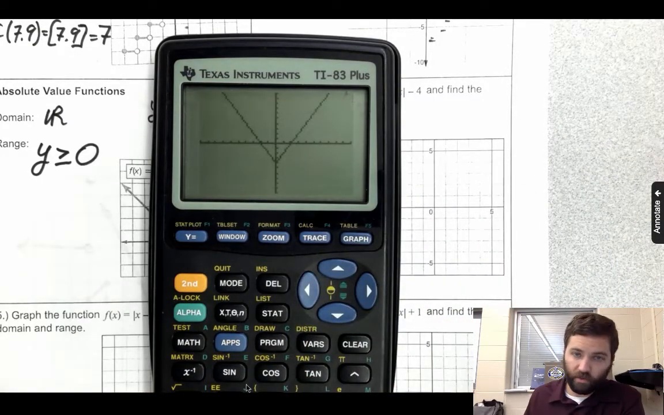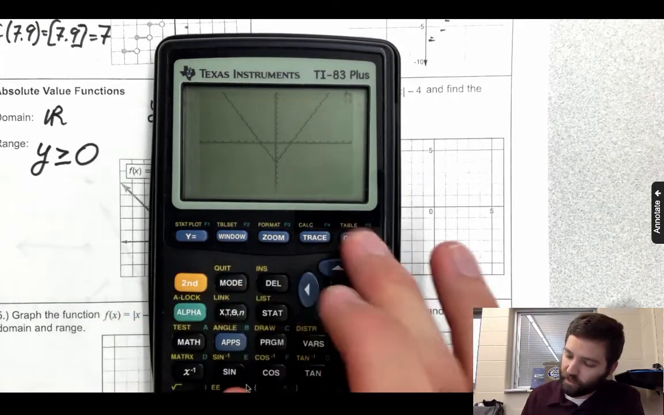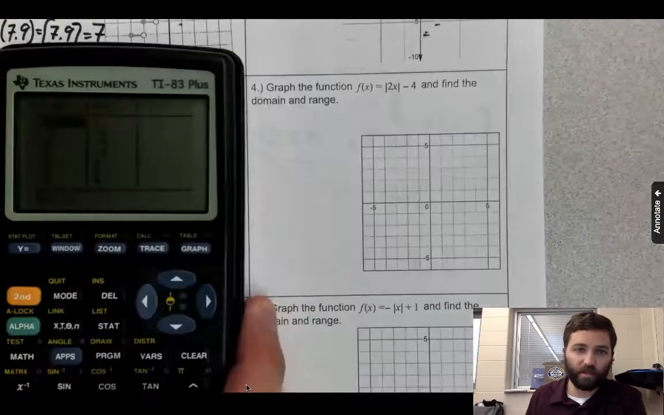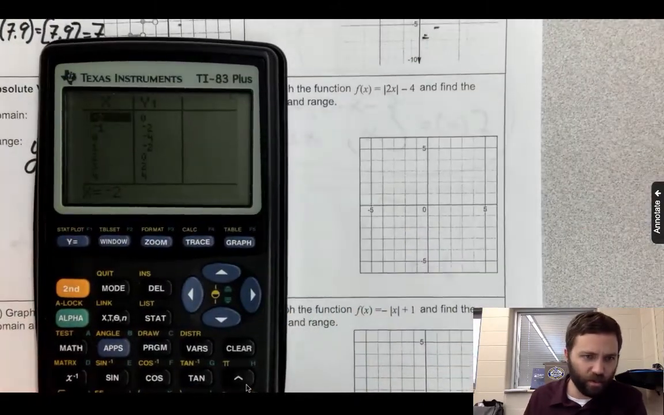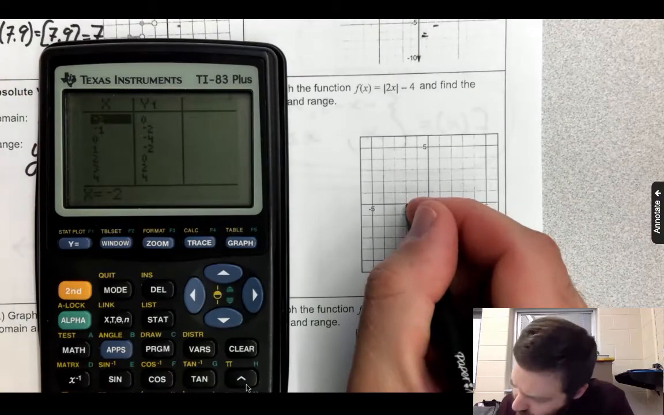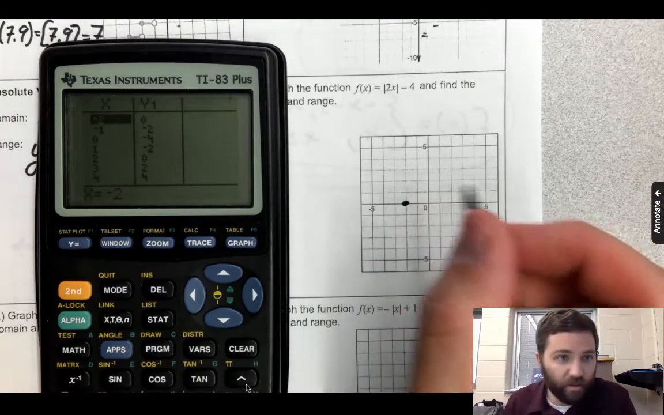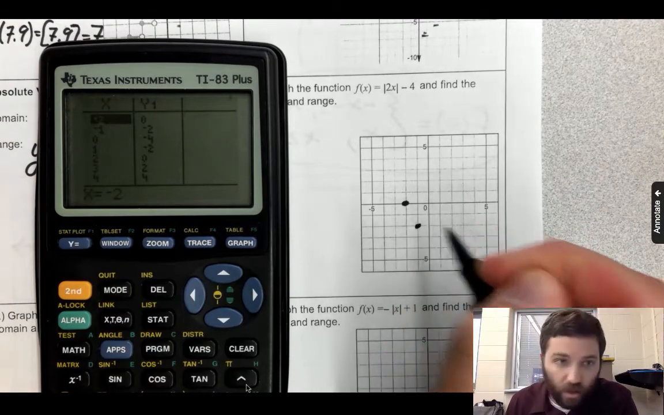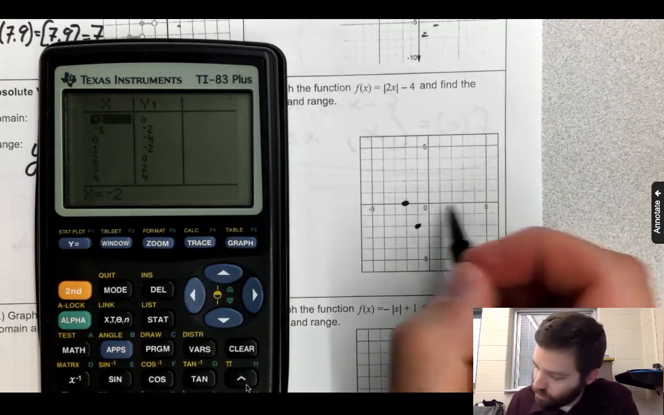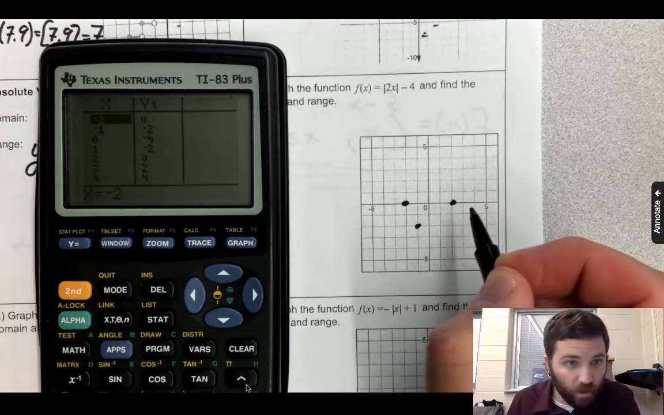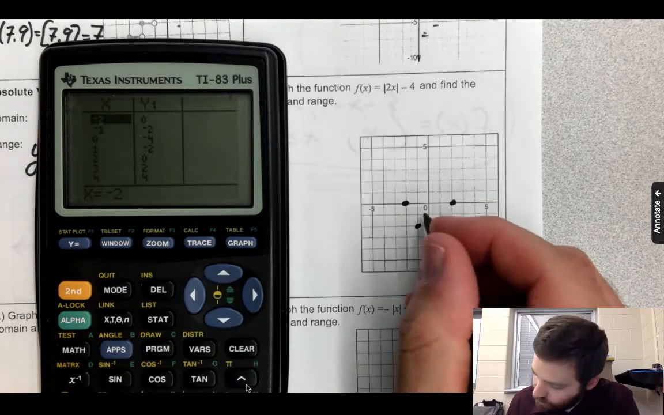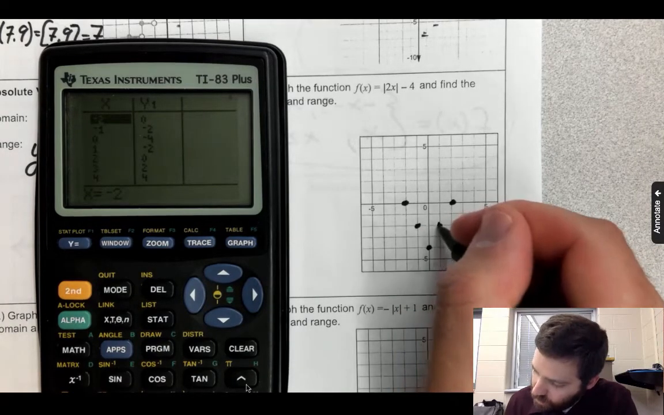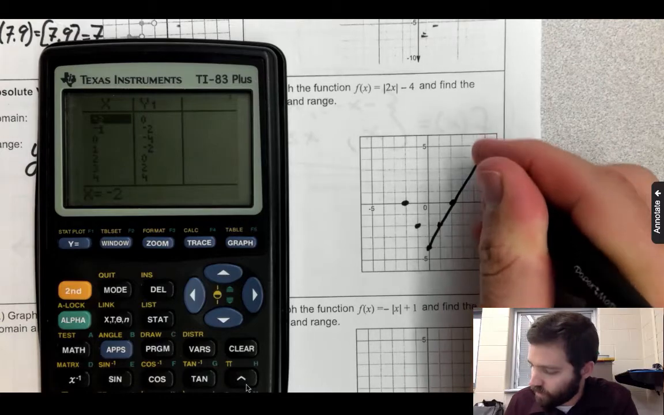So there is the graph. And again, to get a plot of that, the easiest thing is to go to your table and plot some points. I've got the point negative 2, 0 on there. I have the point negative 1, negative 2. The point 2, 0. Let's see, 0, negative 4. And you get an idea. This graph looks like this.